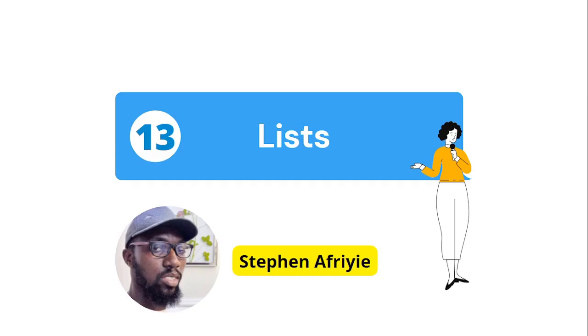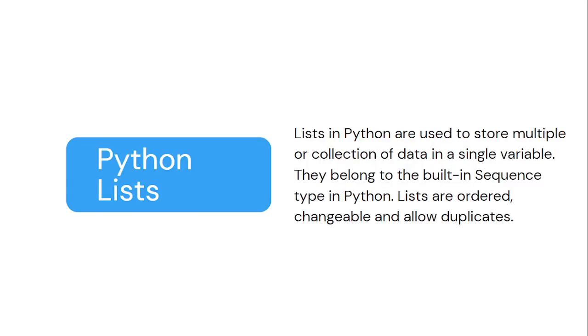In the last video, we looked at operators in Python. In this video, we are talking about lists in Python. Lists in Python allow us to store multiple data or a collection of data in a single variable. It is part of the built-in sequence data types in Python. You can check out my sequence data type video in the link in the description below.